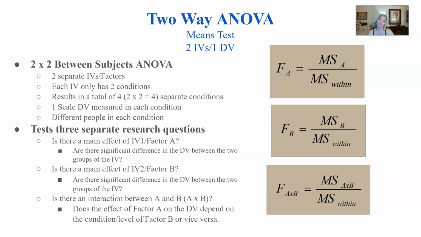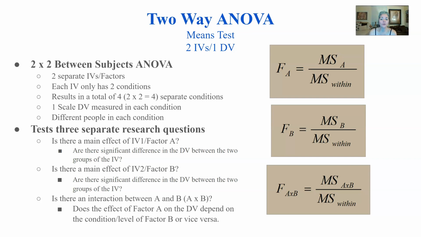So it'll be a 2x2 independent measures ANOVA. You're going to have 2 separate independent variables, otherwise known as factors. Each IV is going to have 2 conditions, so ultimately you're going to have a total of 4 conditions. You'll be looking at 1 DV that has to be a scale variable, so that's interval or ratio, with different people in each condition, and you're effectively going to be able to answer 3 questions.